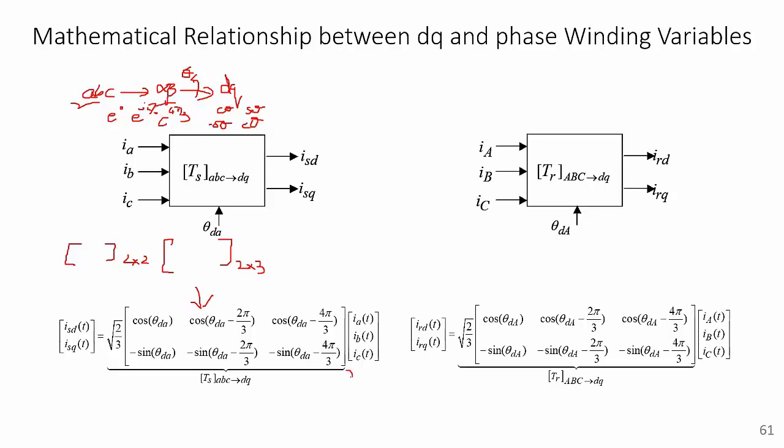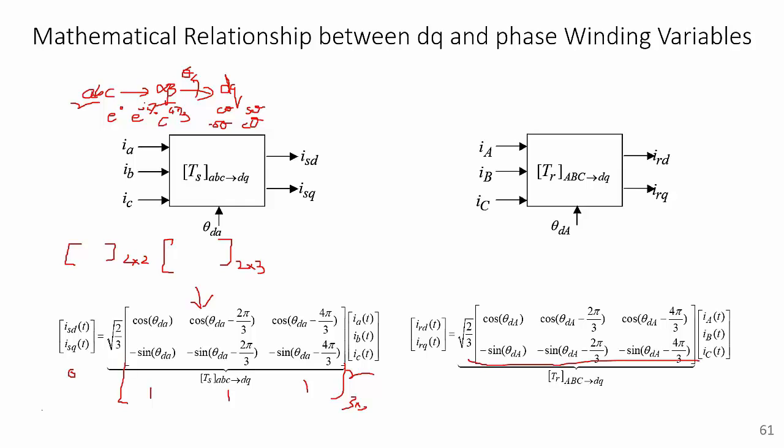All phase quantities can be transformed from ABC to DQ. And the inverse matrix to calculate ABC from DQ is also shown here. The inverse can be obtained by simply extending this matrix and adding one more equation, which is the dependent equation, equal to 0. So this becomes a 3 cross 3 matrix, the inverse of which can be found, and that would be this particular matrix shown here.